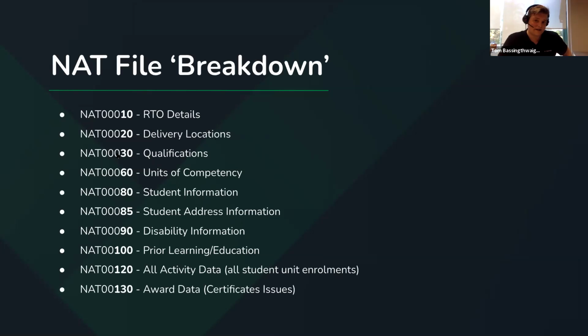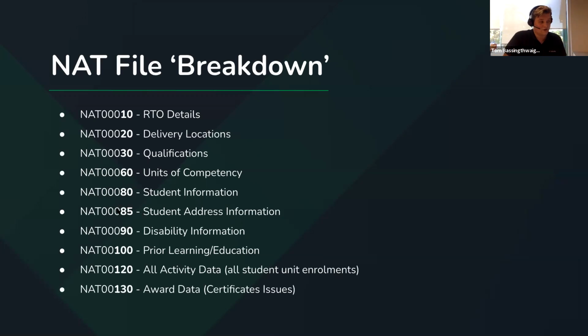The NAT30 houses your qualifications. The 60 houses your units of competency. 80 houses student information. And 85 has their address-related information. I'll let you guys know that a lot of the errors stem from the NAT85 file because it is in line with compliance that every student needs to have a valid postcode and state entered.